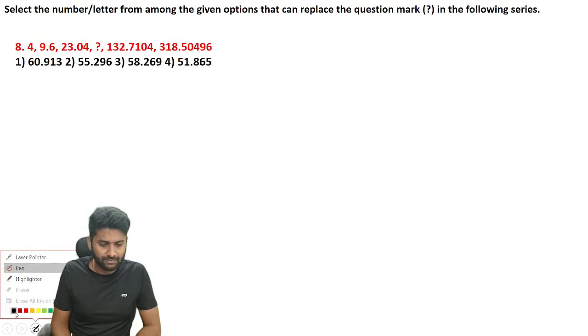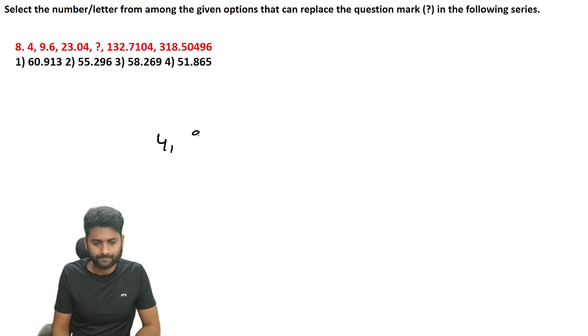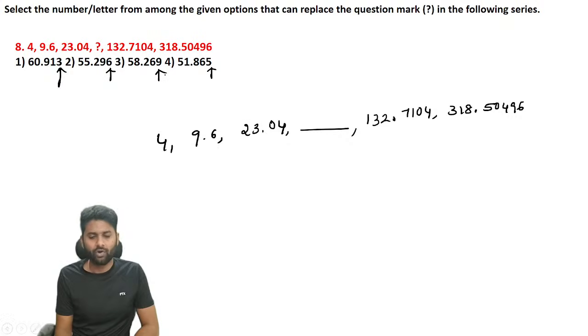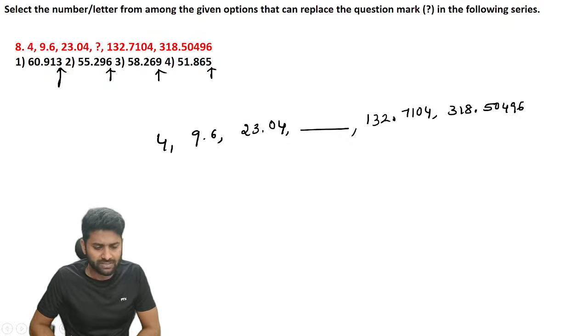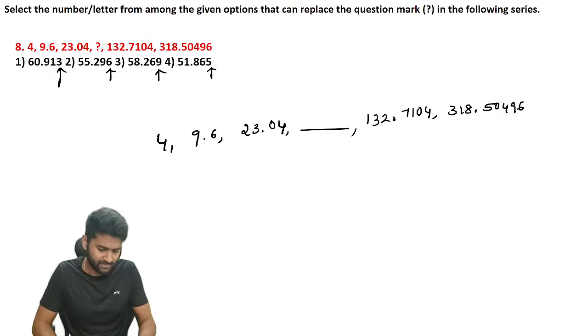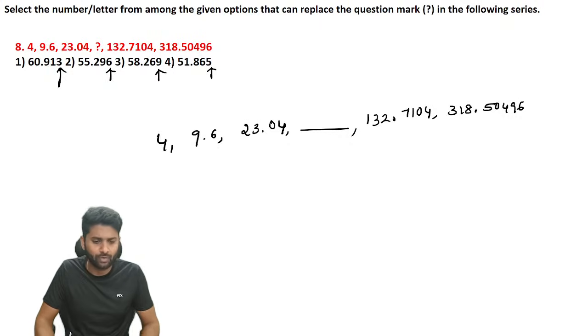Next, decimal multiplications here. 4, 9.6, 23.04. See guys, units place position plays an important role. Don't go through the entire calculation. 132.7104, 318.50496. If you check the units place here, it's 3, 6, 9, 5. All are different. Just identify the units place position. That is sufficient for this question. Don't go through that entire simplification, it's again a time waste. It takes more time. We have to choose one option within the time, right?